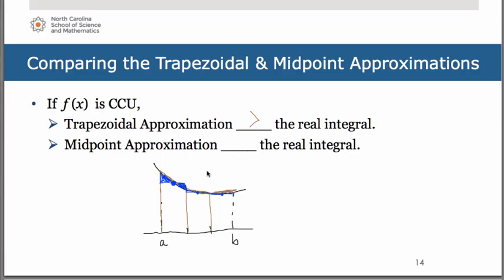And so a midpoint approximation, when the curve is concave up, is less than the value of the real integral. It is less than the value of the true area under a curve. So just something to think about in terms of how the concavity of the curve can definitely affect the comparison of a trapezoidal approximation to the area under a curve with a midpoint approximation.